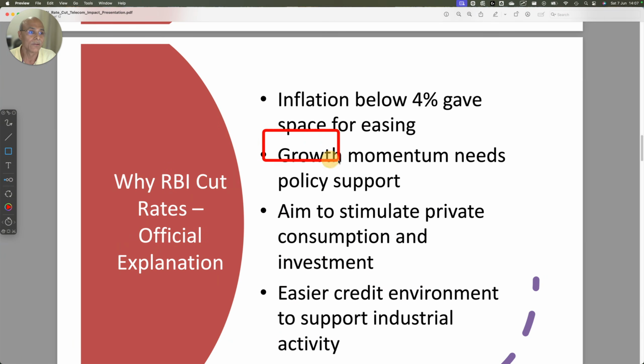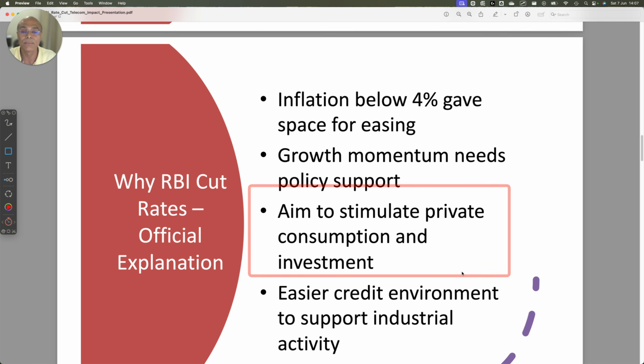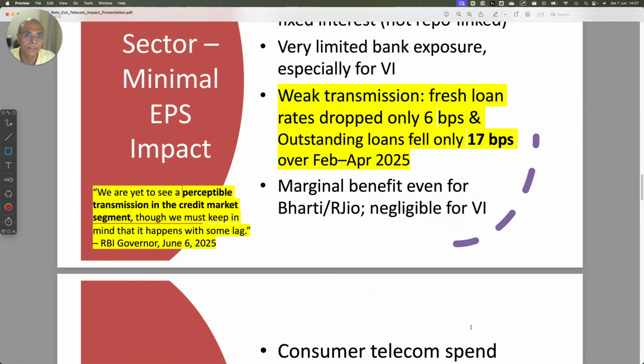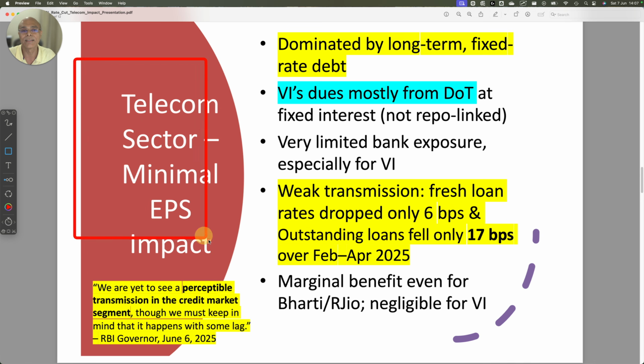Now, the growth momentum needs policy support. They are really concerned that the GDP should not go down further. That's what I think is going on. The aim is to stimulate private consumption and investment, and an easier credit environment to support industrial activity. Now, telecom sector impact. Let's understand the telecom sector.